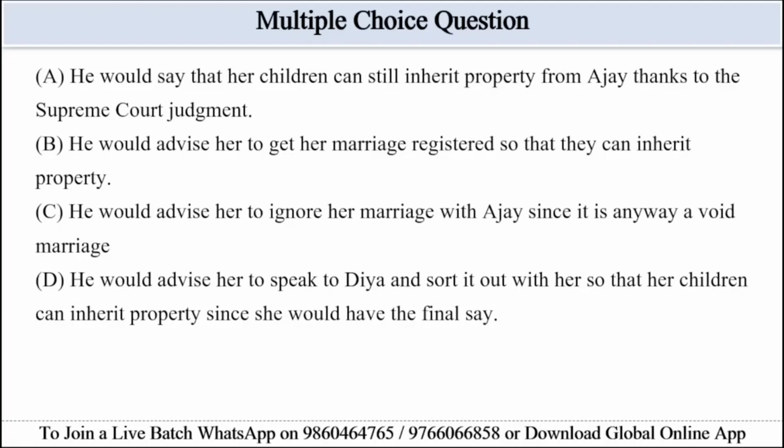In case of option D, he would advise her to speak to Diya and sort it out with her so that her children can inherit property since she would have the final say. So this one is wrong. Inheritance is a legal matter, not about the mother's consent. Hence only option A, he would say that her children can still inherit property from Ajay thanks to the Supreme Court's judgment, is the correct answer here.